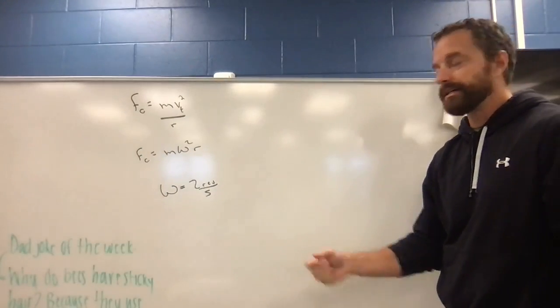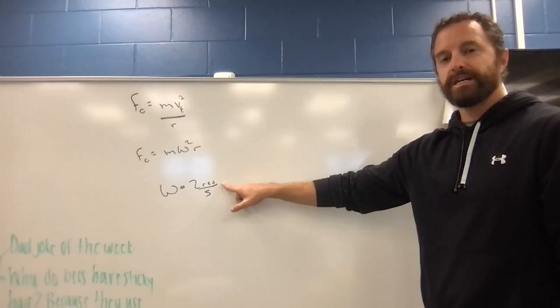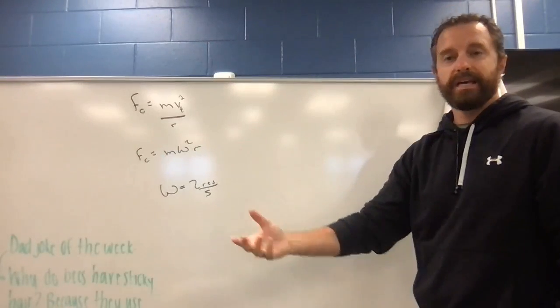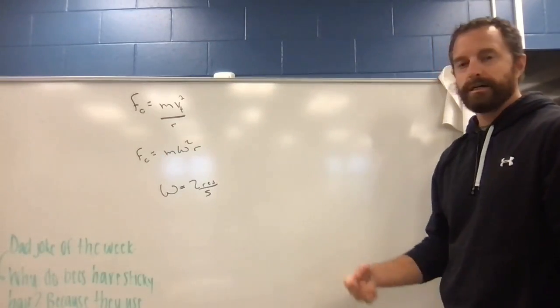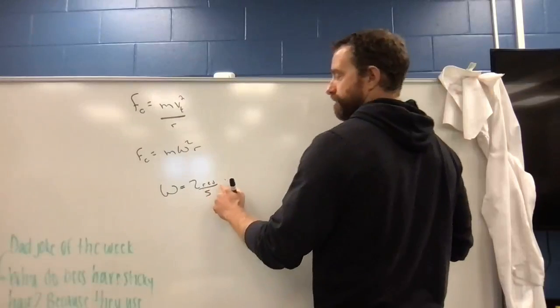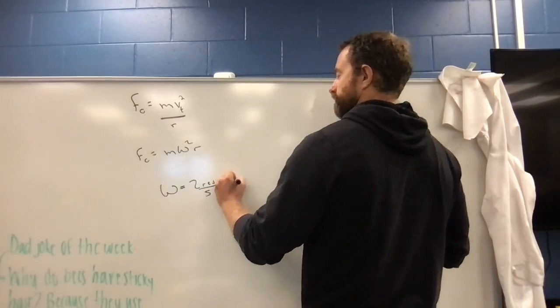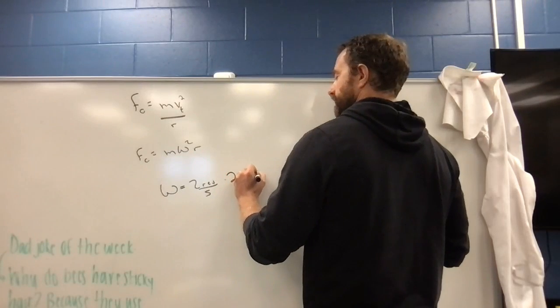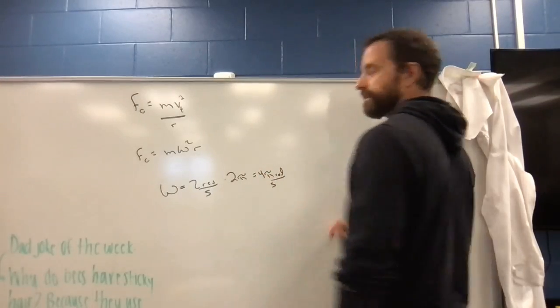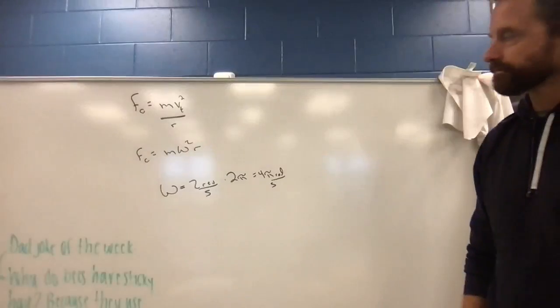The only negative there is that revolutions per second won't cancel very well. Just like there's nothing wrong with feet per second, but we still need to change it to something that will cancel, and what will cancel here is radians. So anytime you want to go from revolutions to radians, you just multiply it by 2 pi. And so that's going to be 4 pi radians per second is my angular speed.